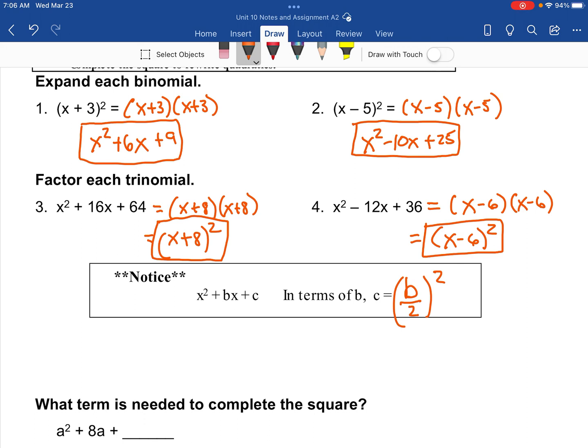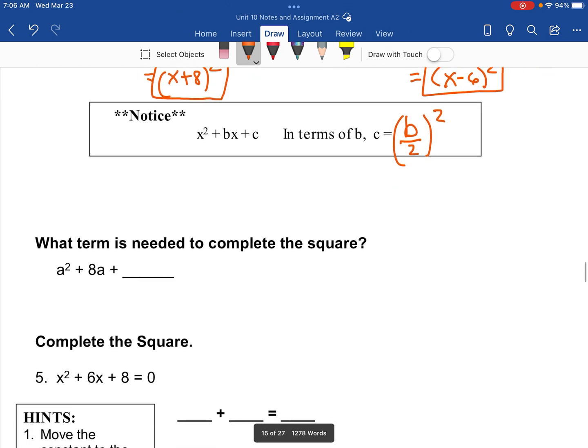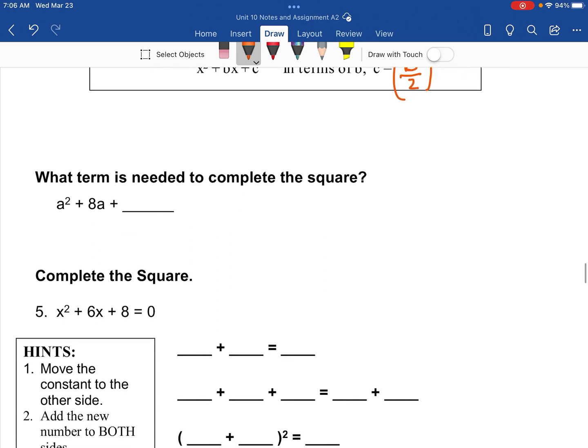So what we want to do is, not all trinomials are perfect squares, but what we are able to do is we're able to make them perfect squares. Hence the term complete the square. So look at the next one. It says, what term is needed to complete the square? So if I want this to be a perfect square trinomial, what do I need to add?